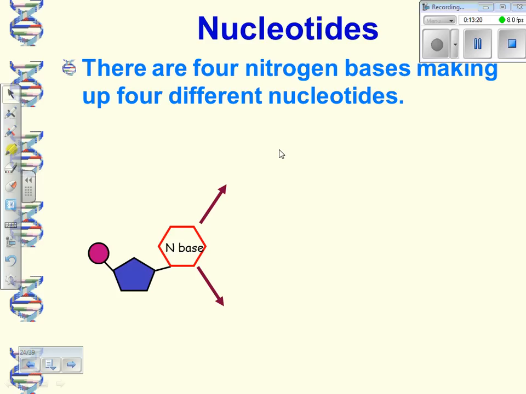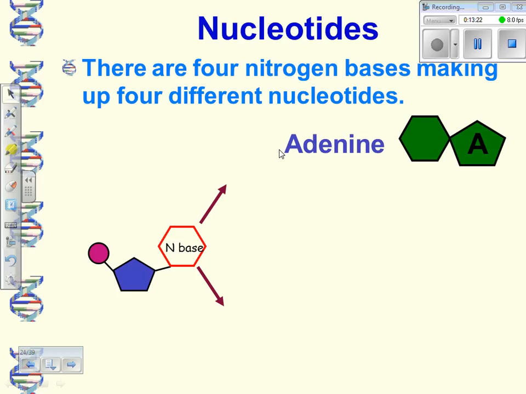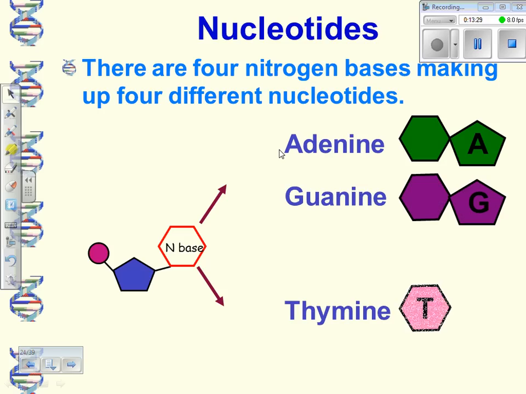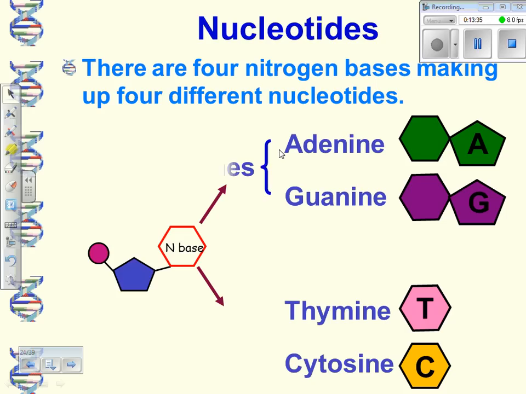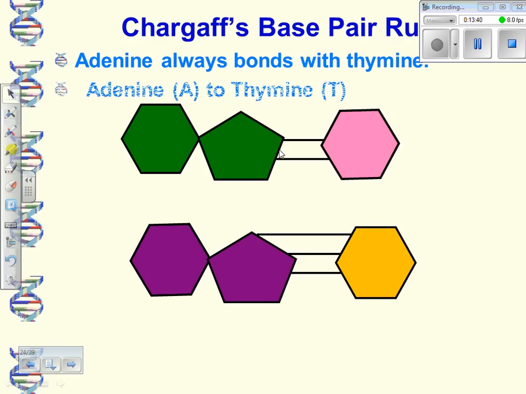Okay, there are 4 nitrogen bases. There's adenine. This is what Chargaff discovered. Adenine, guanine, thymine, and cytosine. So those are the 4 bases. You don't need to know about purines and pyrimidines at this point.